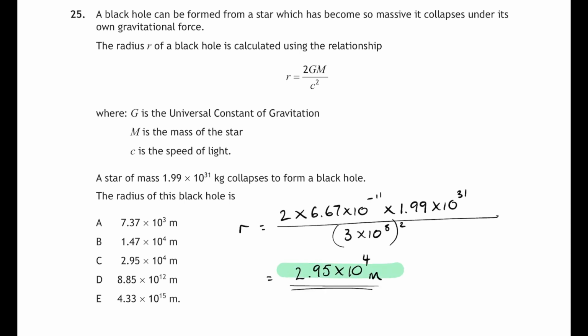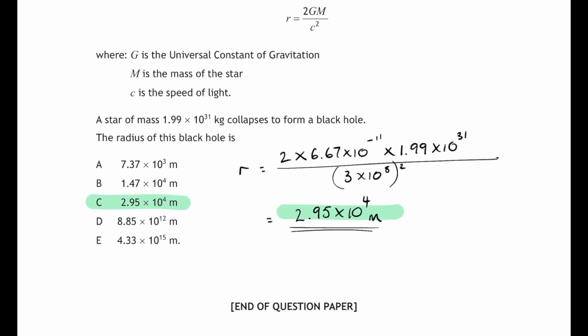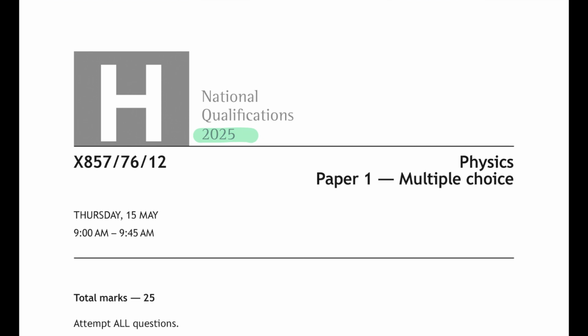That's 25C. And that is the end of the multiple choice paper. Whew, I was trying to do it in half an hour. I didn't make it. We're about 35 minutes now, but that was really tricky. If you made it this far, well done.